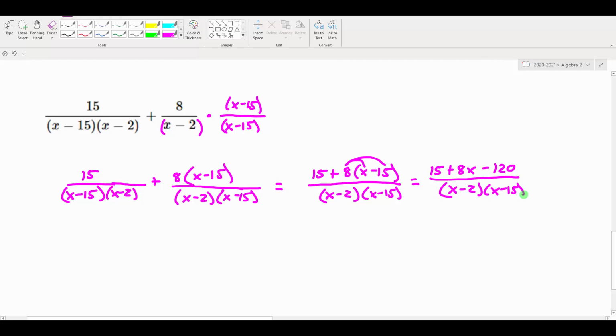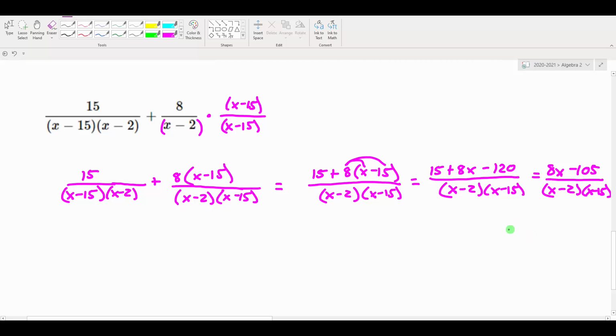Okay, and then the last thing I'm going to do is I'm going to combine like terms, right? I can combine the 15 and the -120. Oops, again, I'm using my calculator because I'm lazy, which is -105. Right, so we could say 8x minus 105 all over x minus 2 and x minus 15.